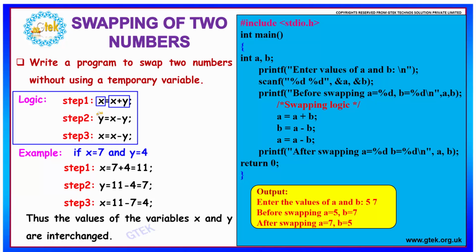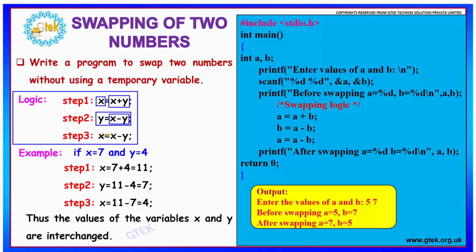Next, we are finding the difference between the sum of both the numbers and subtracting y from it. So when we subtract y from the total sum of the numbers, we get the value of x. So the result of x minus y will be x itself, and we are storing this x in y. So y will have the value of x. At this moment, the value of y will be x.